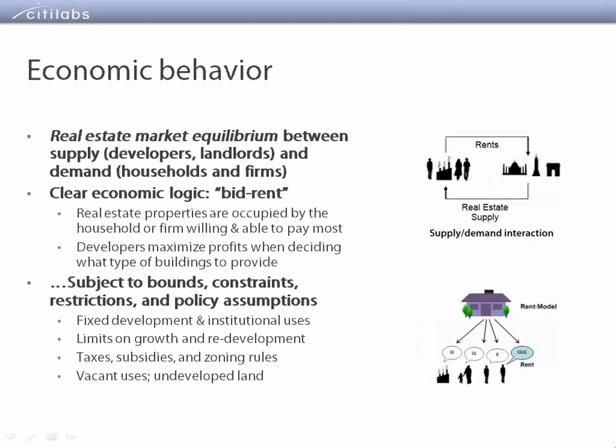In the meantime, I'll give an overview of the underlying framework, which includes a lot of explicit representation of economic behavior. There's a lot of solid economic grounding and really well understood theory behind this.